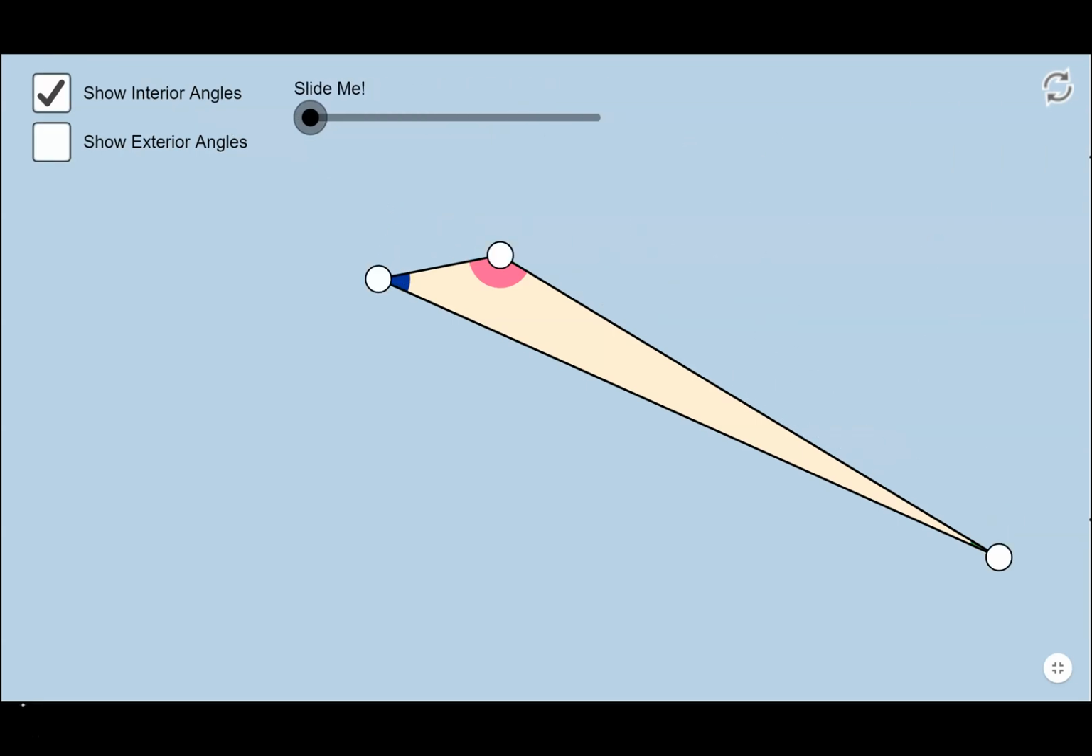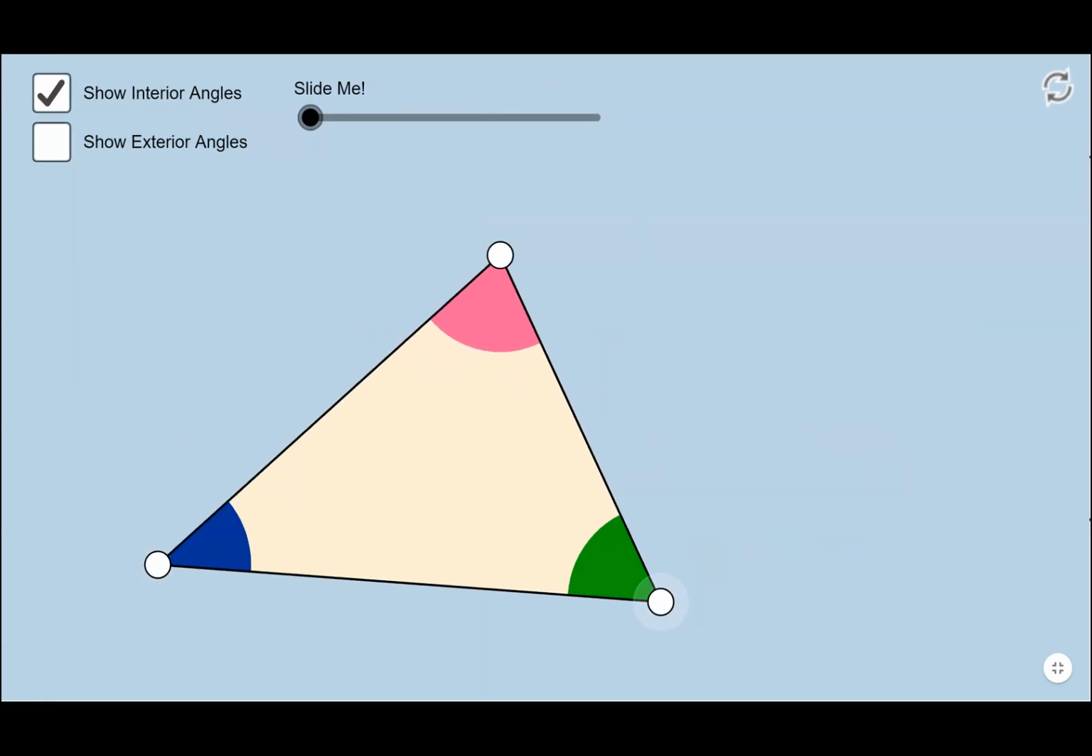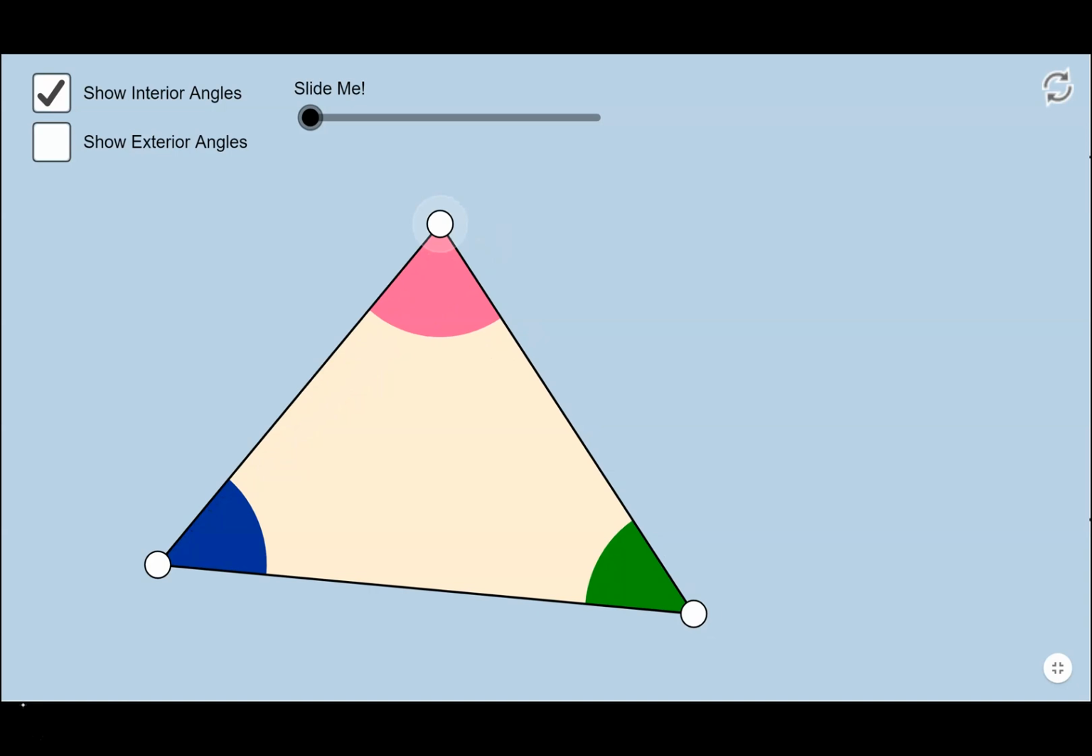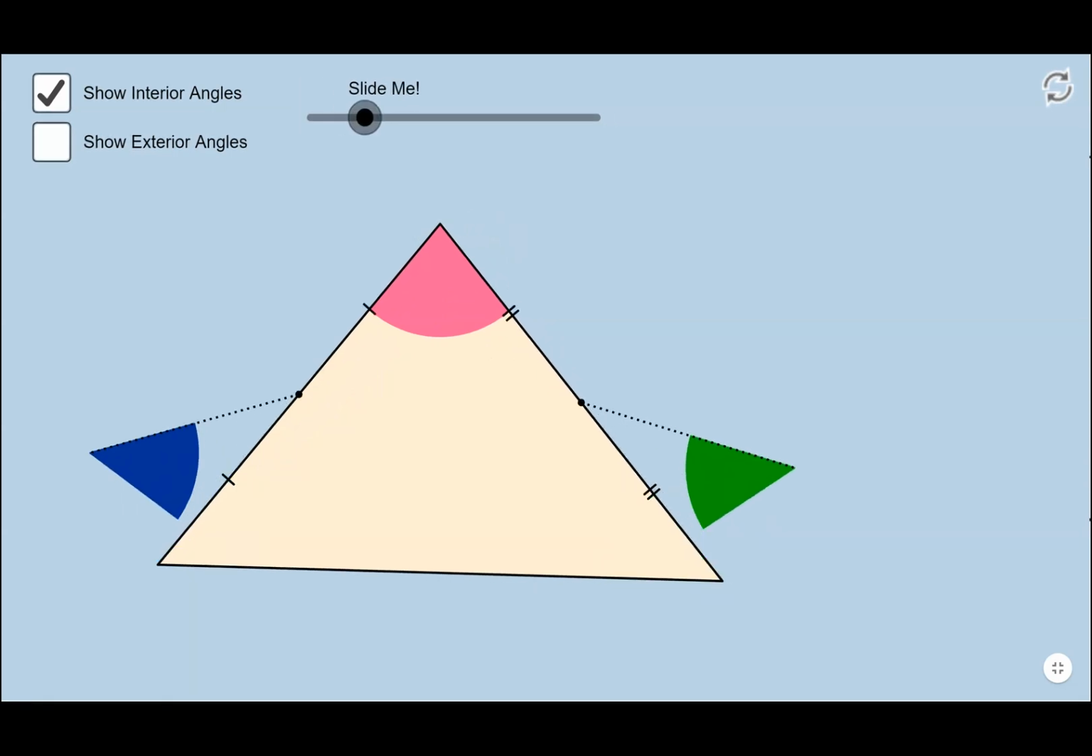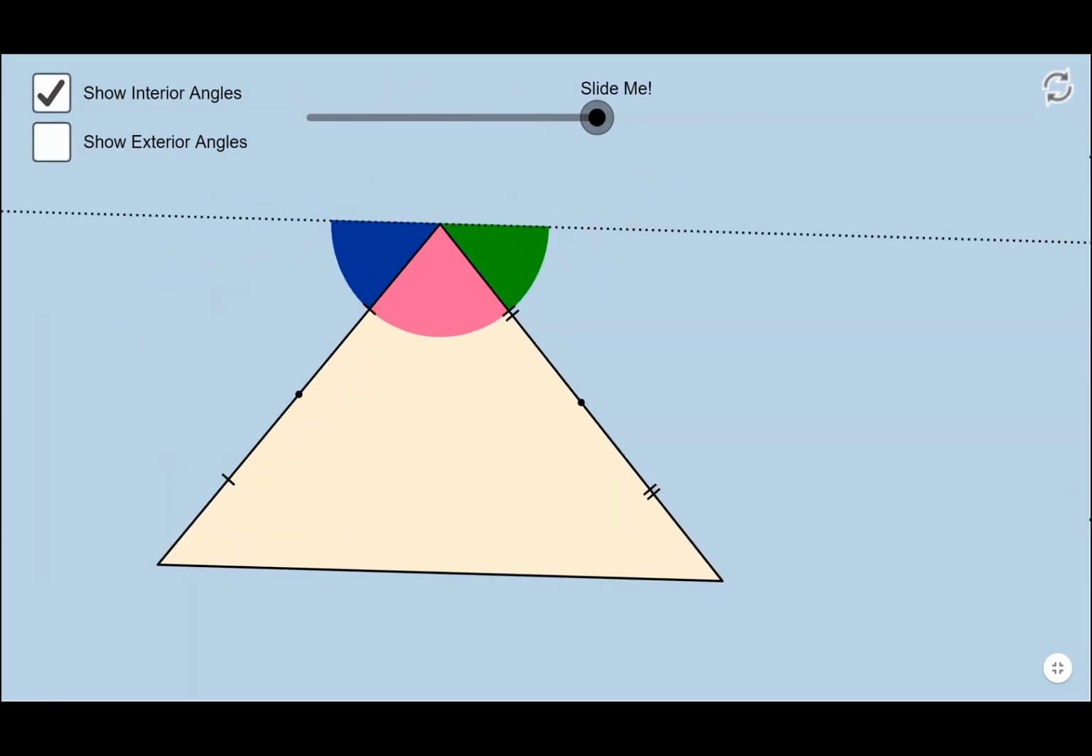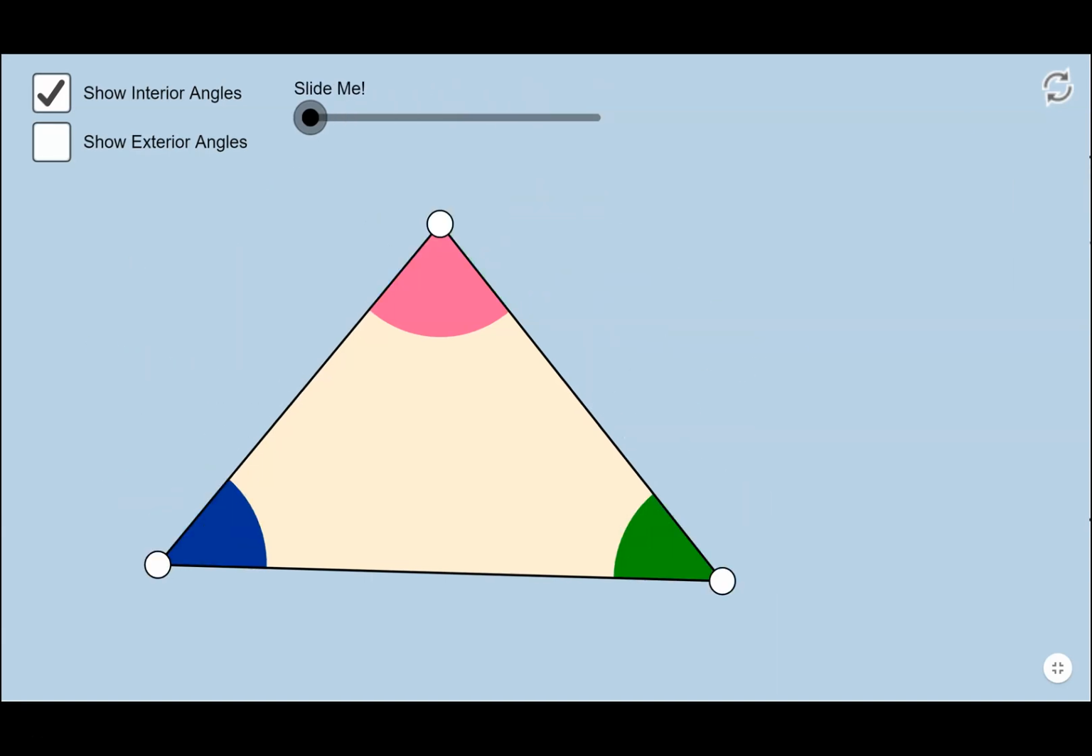You cannot make a triangle that doesn't follow this rule. It's just not going to happen. It's the rules of math. So we try one more time. Boom, 180. And you can actually do this yourself at home, not even with a computer.